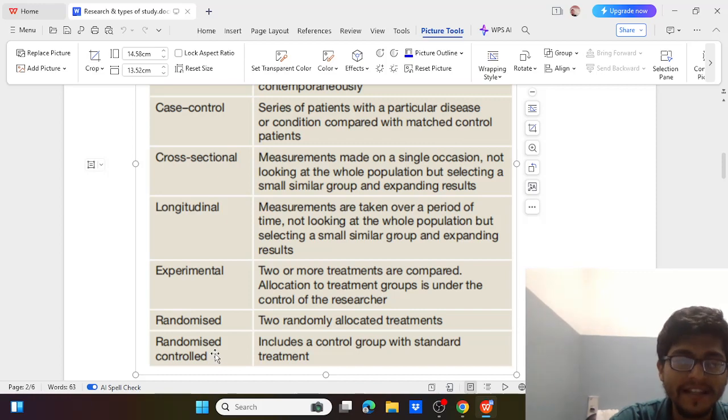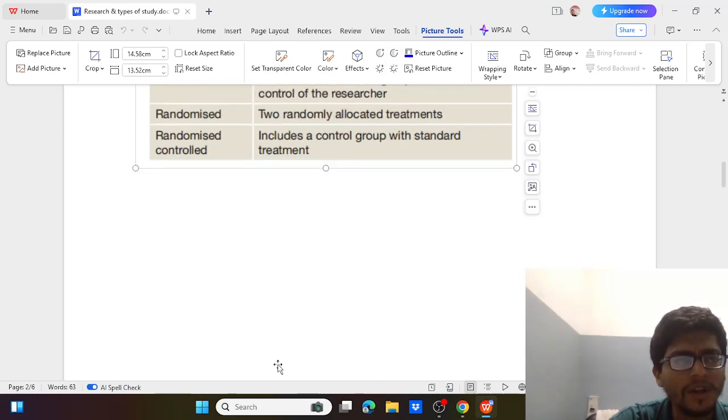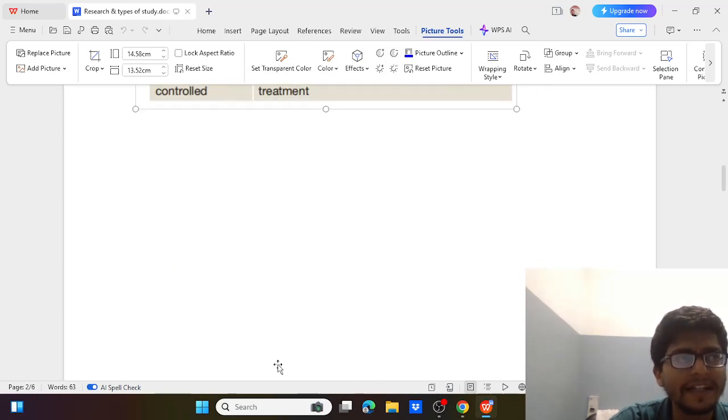और जब रैंडमाइजेशन के साथ कंट्रोल ग्रुप भी है जिसमें कोई स्टैंडर्ड ट्रीटमेंट दिया जाता है तो उसको रैंडमाइज कंट्रोल बोला जाएगा. तो रैंडमाइज कंट्रोल में क्या होगा, includes a control group with standard treatment. So 2 randomly allocated treatments with control group with standard treatment. So this was all about the details of these studies.